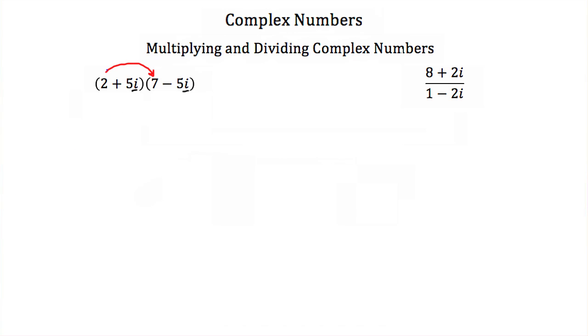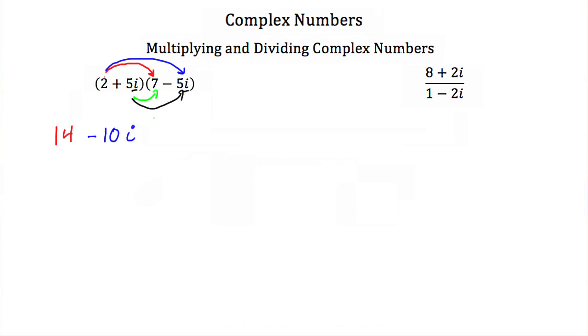You take the outside terms and multiply them together. Then the inside terms and multiply them together. And then the last terms and multiply them together. And when you do this, just pretend that i is a variable. So we would have 2 times 7 is 14. 2 times minus 5i would be a minus 10i.